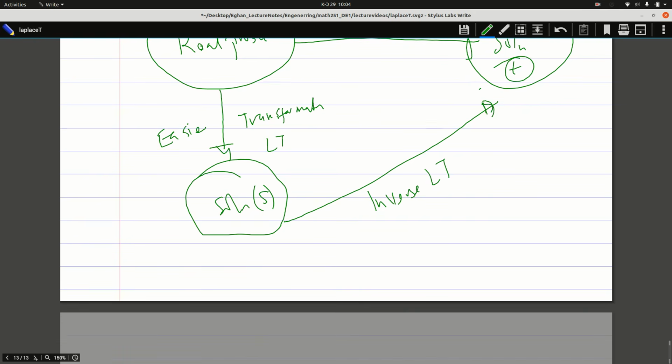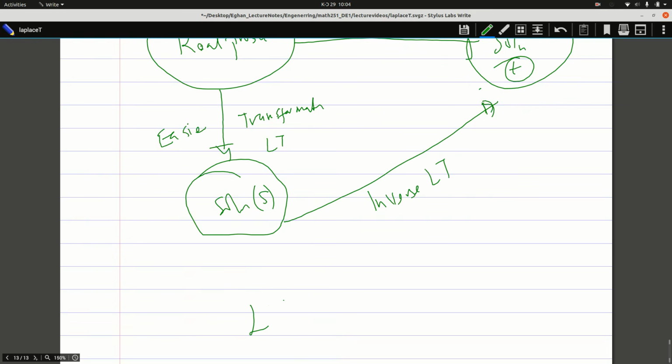In the last video, I'll take examples of solving Laplace transforms with systems of equations. Stay tuned.